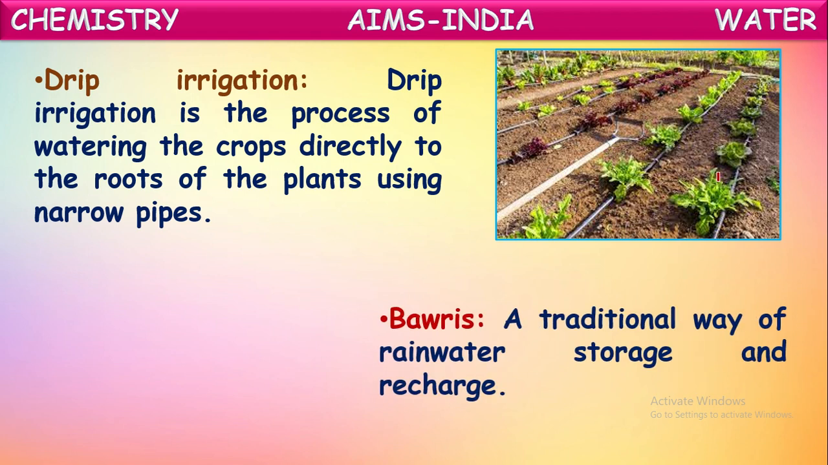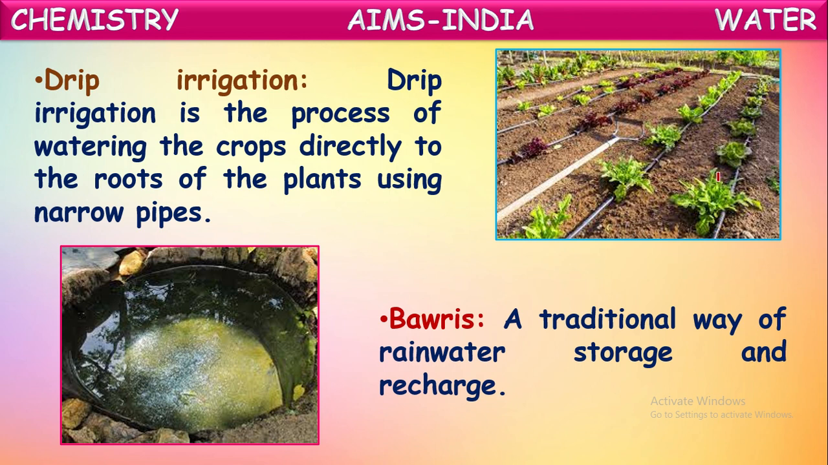Next, one more. Bores. It is a traditional way of rainwater storage and recharge. Just like the sink pits, they dig big wells, so they collect rainwater into that, and hence they preserve the rainwater, and they use this rainwater for their purposes. This is one of the methods for conservation of rainwater. So in this way, we can conserve the water instead of wasting the water. We have to use it wisely. Should not waste the water.